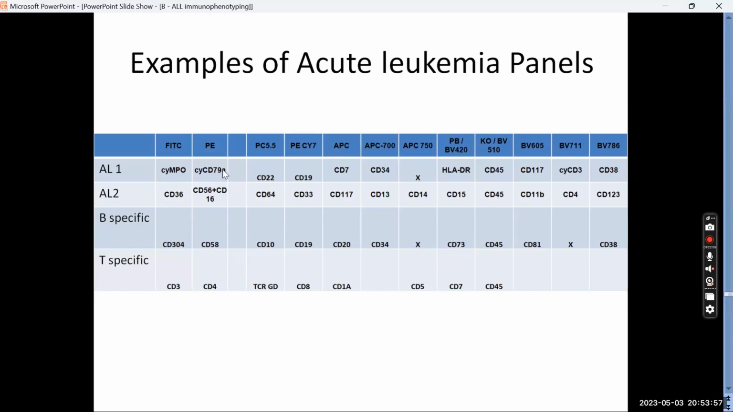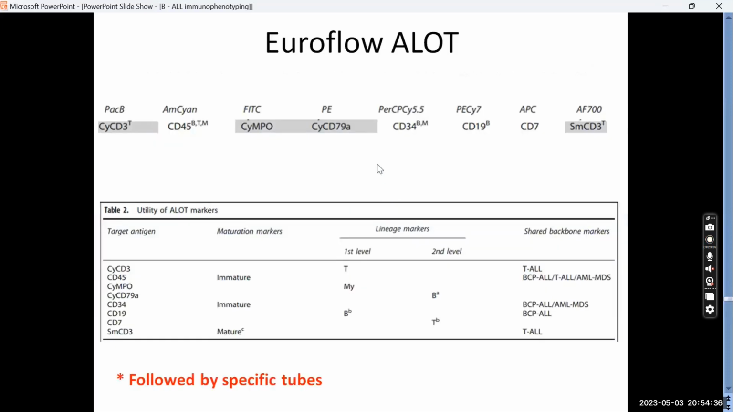So from these two tubes, for example, if it is CD19 positive, CD34 positive, CD45 negative, and they think it's B-ALL, then this particular tube will be used. They will not put in the other tube. Similarly, if it is cyto-CD3 positive and some T markers are positive, then this particular tube will be included. So these two tubes will be mandatorily done, and based on the outcome of the results, either a B-specific tube or a T-specific tube will be done. If it is myeloid leukemia, these two tubes themselves will cover most of the myeloid markers. So that is another example of a panel.